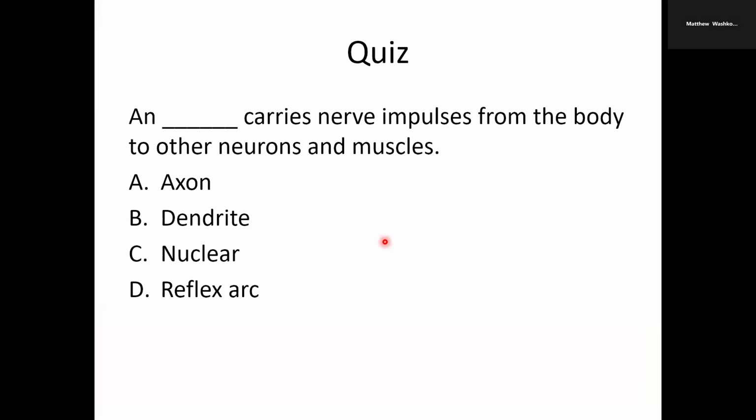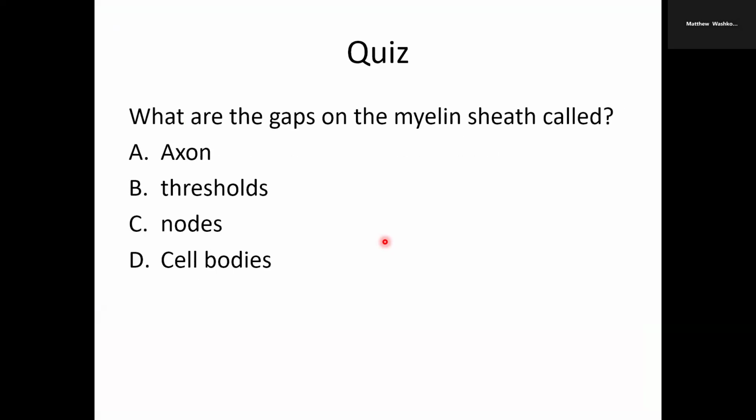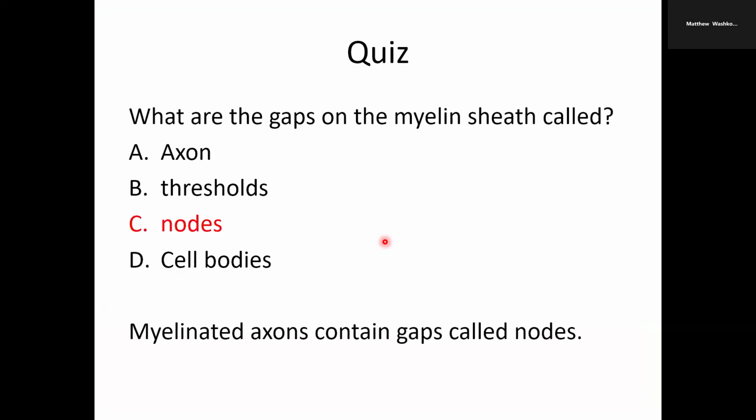Same thing here, little quiz, just to test your memory. I'm just going to give you 5 seconds here. Pause the video if you need to. What carries nerve impulses from the body to the other neurons and muscles? The axon. What are the gaps in the myelin sheath called? Nodes.